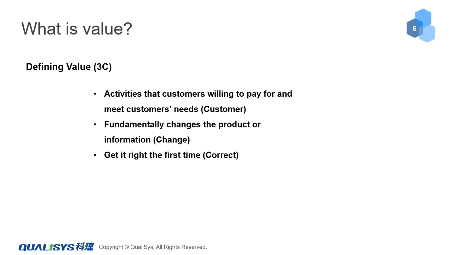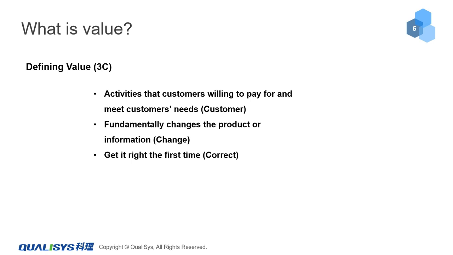And the third criteria is that you may be doing an activity that will change the product, but you have to make sure this activity is not part of rework. It must be what we call doing it right the first time. Only when you change the product the first time you work on it, that is value added. If the first time you didn't do it right, and the second time you start to rework it and try to correct the process, you are changing the product, but that's not value added.